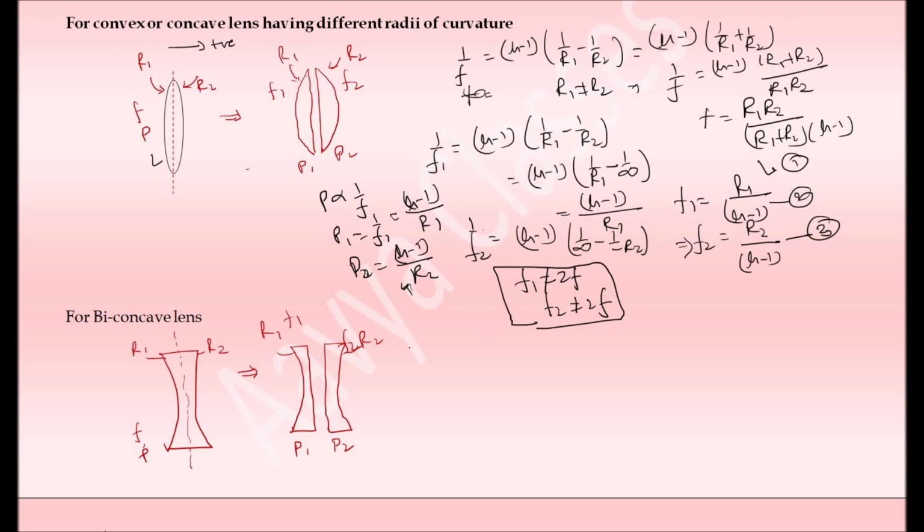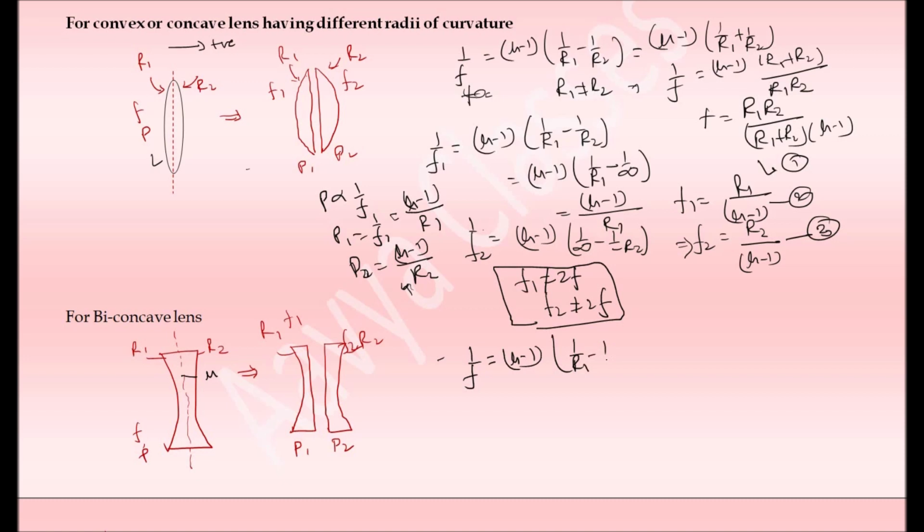Now we will see a case of concave lens. Consider this biconcave lens. Here the radii of curvature are R1 and R2 respectively. The focal length of this biconcave lens is f and power is P, and the refractive index of material is mu. Then clearly again we just apply the formula. If you apply the lens maker's formula, then we get the value of focal length.